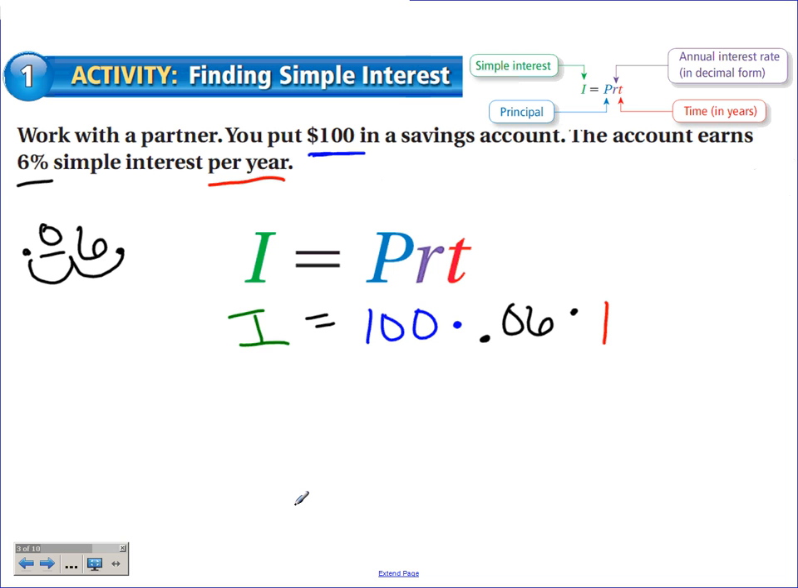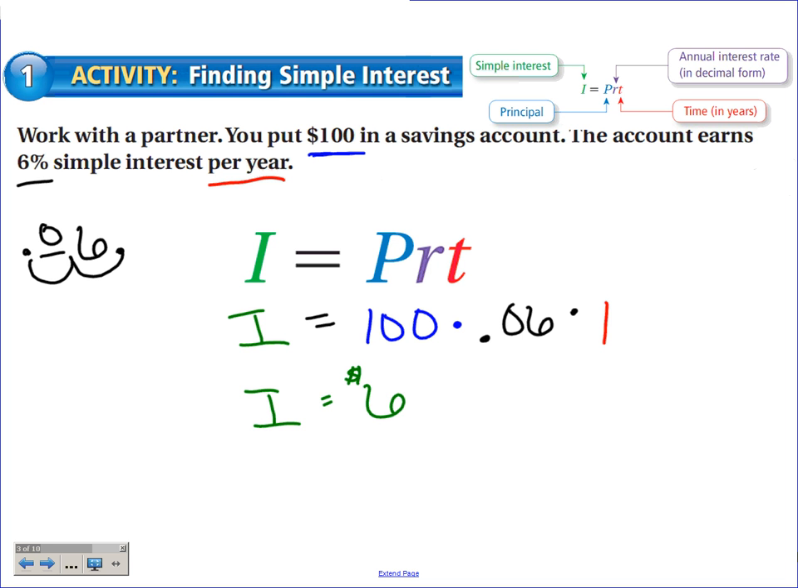Here's where you're going to need your calculator. You put into your calculator 100 times 6/100ths times 1. Press equals, and you will see that it equals $6. So on $100 at 6% simple interest per year, you will earn $6.